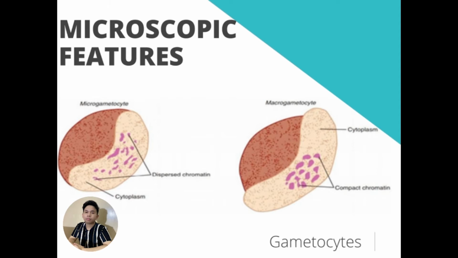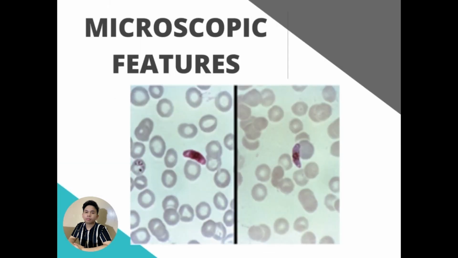So usually the gametocytes of Plasmodium falciparum are sausage shaped or crescent shaped. Lastly, the macrogametocyte also has a sausage-like or crescent-shaped appearance. However, it differs from the microgametocyte since its chromatin is usually more compact than the chromatin of the microgametocyte. That is why it is labeled here as compact chromatin. Under the microscope, you can really see the sausage-like appearance of the gametocytes.